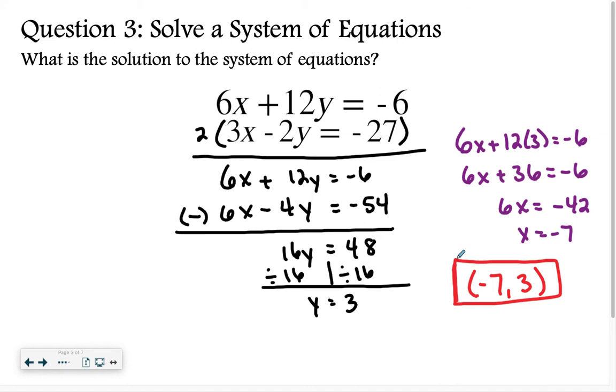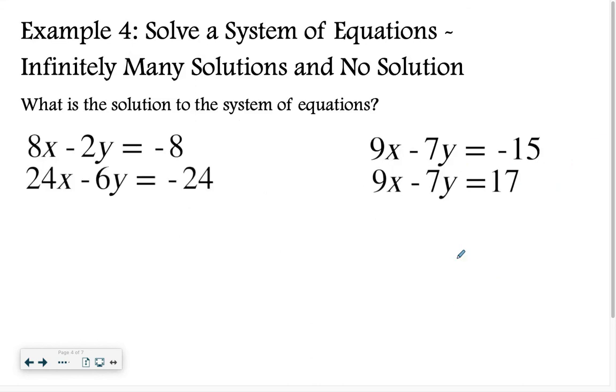All right, hopefully for this problem you ended up at -7, 3. If not, please be sure to check the work that I have there, compare it with what you did, and be sure to ask for help by asking questions, okay? I'm more than happy to help you. All right, let's look at example 4.